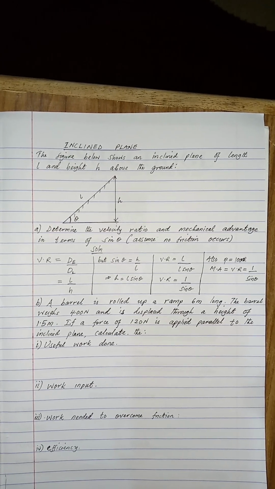Part B of the question, a barrel is rolled up a ramp 6 meters long. The barrel weighs 400 newtons and is displaced through a height of 1.5 meters. If a force of 120 newtons is applied parallel to the inclined plane, calculate the useful work done.